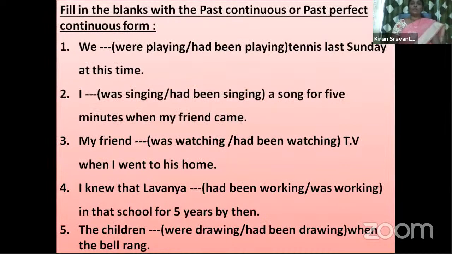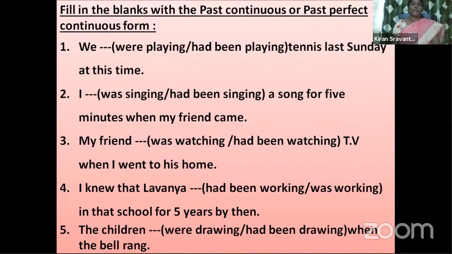So fill in the blanks with the past continuous or past perfect continuous form. So examine the sentences carefully. We were playing tennis last Sunday at this time, or we had been playing tennis last Sunday at this time. So when we refer to past tense with at this time, at that time, we learned pretty well that that belongs to past continuous tense. So we were playing tennis last Sunday at this time.